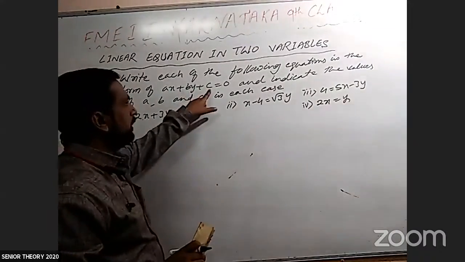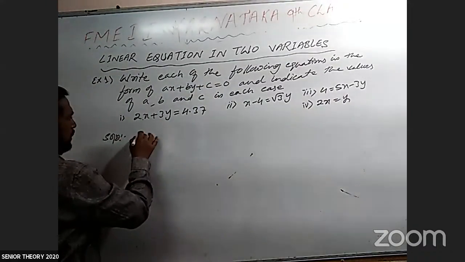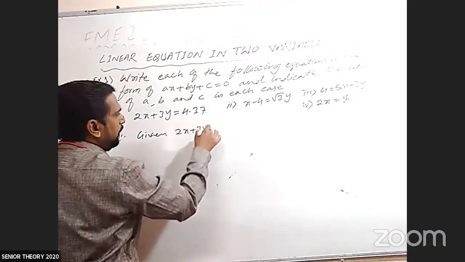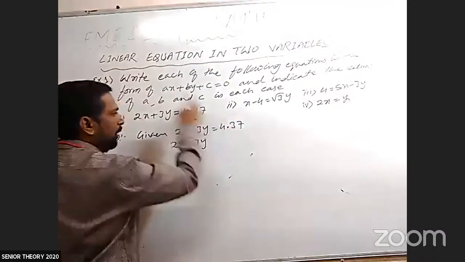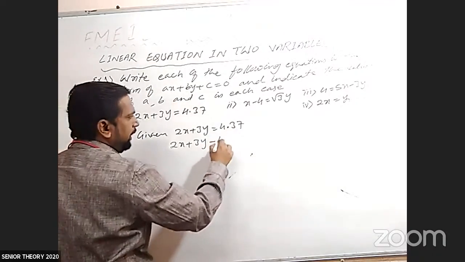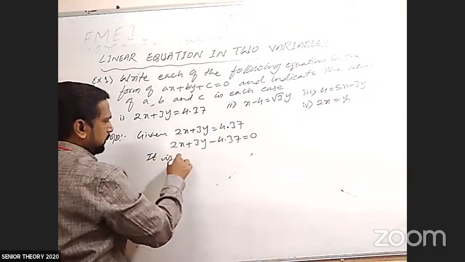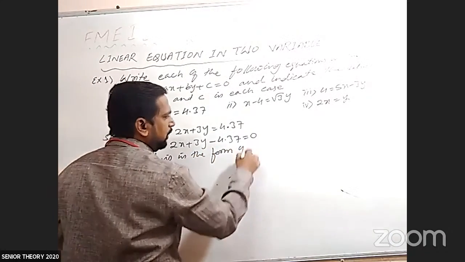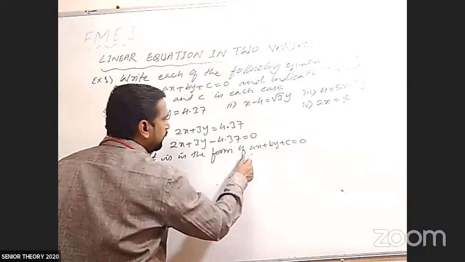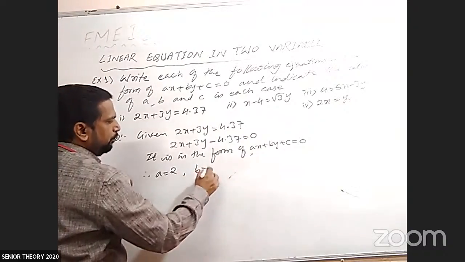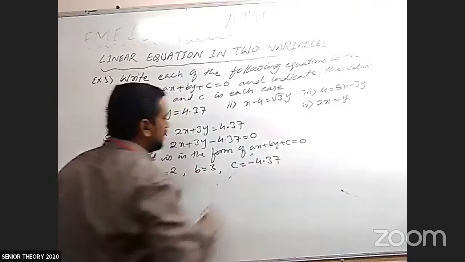यहाँ पर हमको इस फॉर्म में रिप्रेजेंट करना है और a, b, c का वैल्यू यहाँ पर बताना है. Solution. First we will write the given equation. Given 2x plus 3y equal to 4.37. 2x plus 3y. First ये number 1 equal के साइड लाएंगे. इस फॉर्म में बताना है हमको minus 4.37 equal to 0. It is in the form of ax plus by plus c equal to 0. Therefore, here in place of a 2 is there and in place of b 3 is there and in place of c minus 4.37. So these are the values of a, b, c.